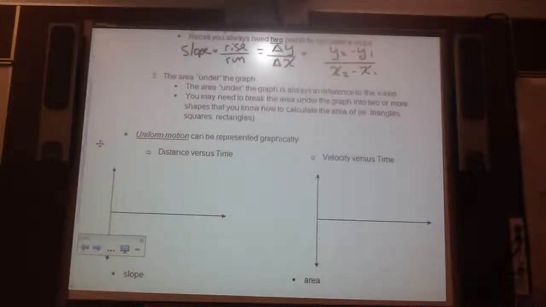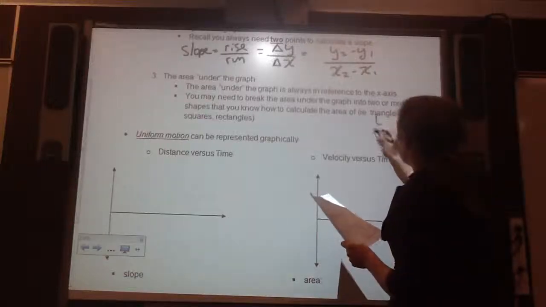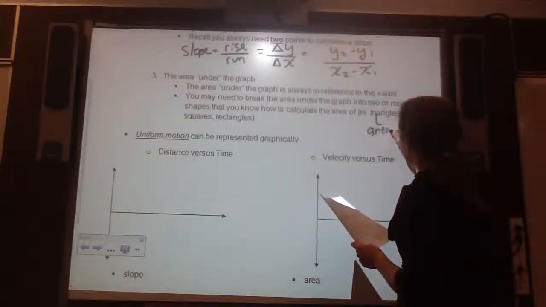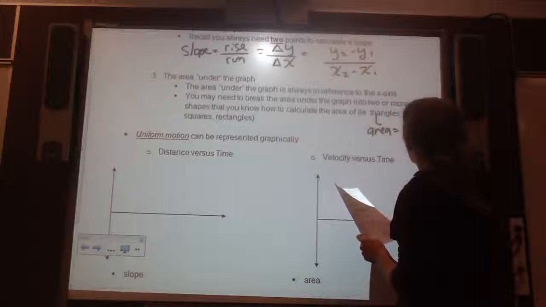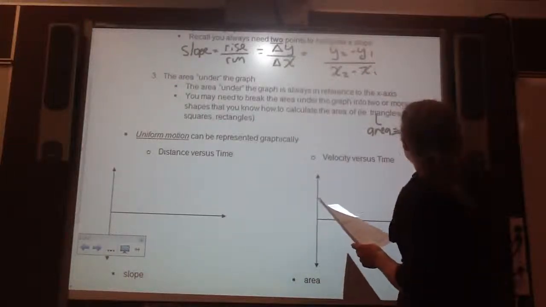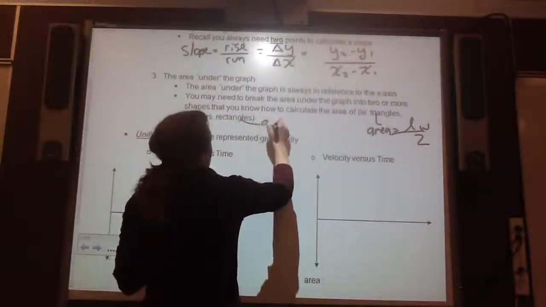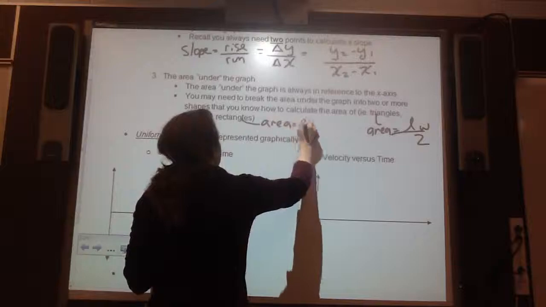So when you find the area, we'll just give you the different formulas. So an area of a triangle, anyone remember? Length times width divided by 2. Squares and rectangles are both just length times width.